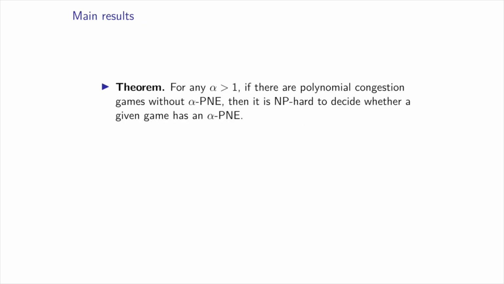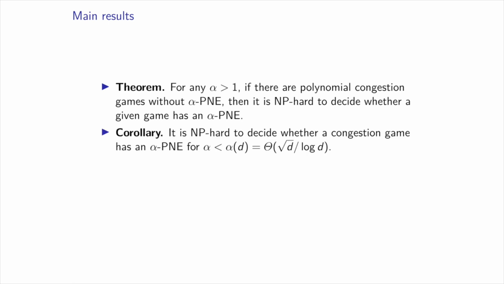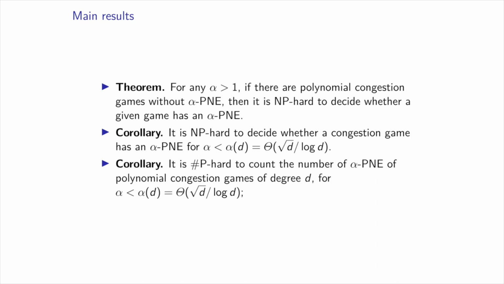Since the circuit satisfiability problem is NP-complete, we get our hardness result. If there are congestion games that do not have an alpha PNE, then it is NP hard to decide whether a game has an alpha PNE. By plugging in the non-existence game from part 2, we get that it is NP hard to decide whether a congestion game has an alpha PNE for alpha smaller than square root d over log d. Actually, it is worth mentioning here that due to the properties of our reduction, we actually get hardness of counting. That is, it is also sharply hard to count the number of equilibria of a polynomial congestion game.